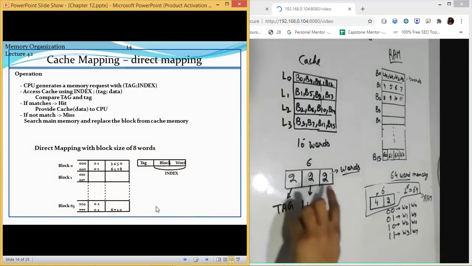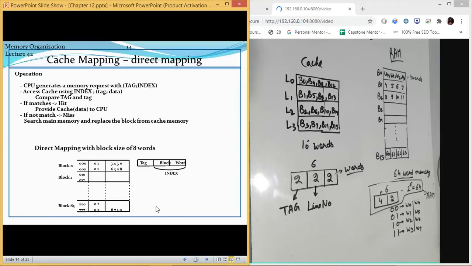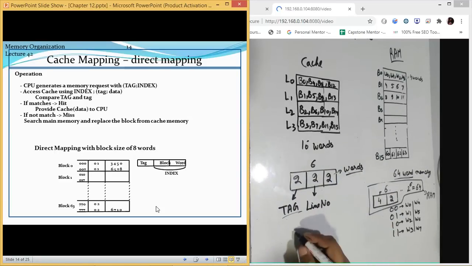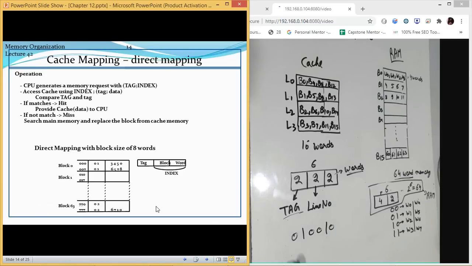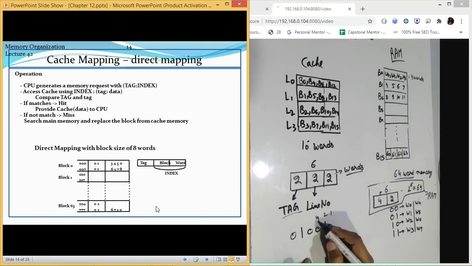There are 6 bits which we are having. Now just assume that there is an address generated by our CPU. There are 6 bits, something like this. This is just an example. Now this is our address which is generated. If we do it in binary, it will be 16 plus 4. It is 20.